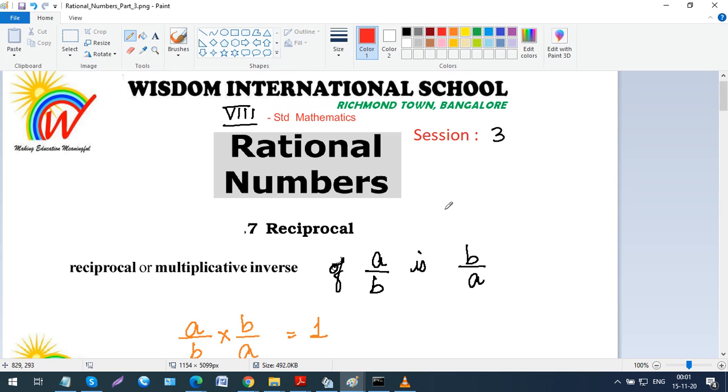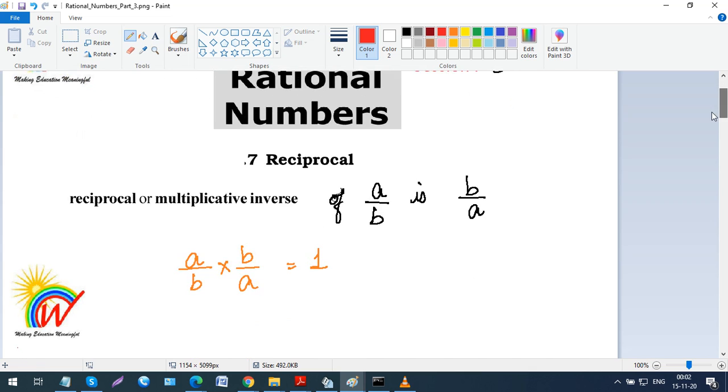So we'll continue with our properties of rational numbers. We have learned 6 properties so far. Now we'll continue with the seventh one, which is called the reciprocal. How do you find the reciprocal of a rational number? You call it the reciprocal or multiplicative inverse.